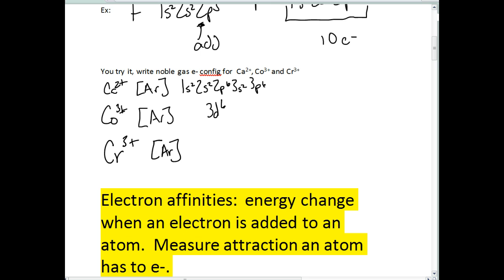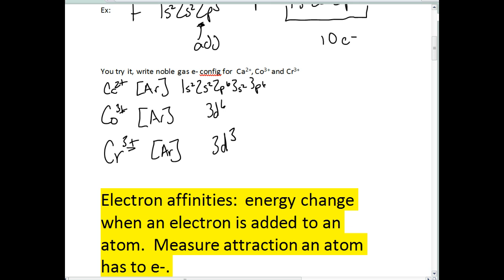Now this, remember, chromium is one of the anomalies and does a 4s1 3d5 in the neutral ion. So we're going to remove 3 electrons off of this guy, and I know we're removing 3 because we have a 3 plus charge. The first one is going to be the 4s removed, take away that one, and then we're going to take away 2 of those 3d, so we went from 3d5 to 3d3, so argon 3d3.